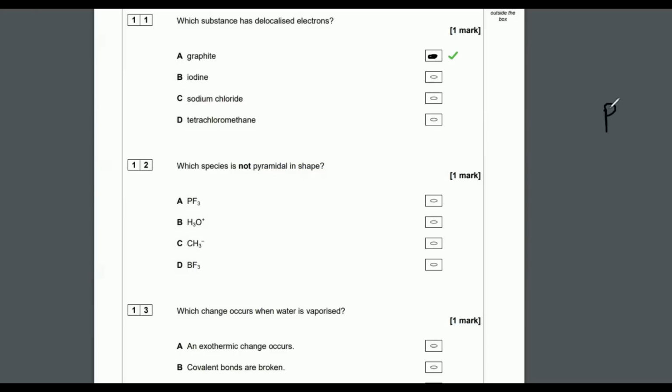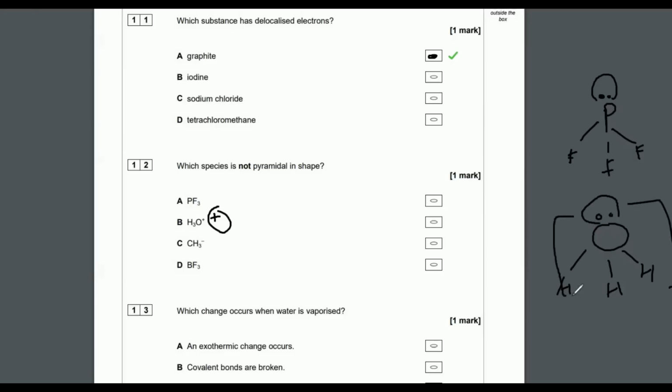Right, 12. Which species is not pyramidal? Right, I'm going to draw out all these shapes. So if we look at A, we've got PF3. Phosphorus is in group 5, so it has 5 electrons. 3 of them are bonded to fluorines, which leaves us with a lone pair. It's pyramidal. Now we've got H3O+. Oxygen's in group 6, so it has 6 electrons. However, there's a plus sign, so it actually only has 5 electrons in the outer shell because of the positive charge. So we've got 3 bonded to hydrogen and then a lone pair, so it has a pyramidal shape.